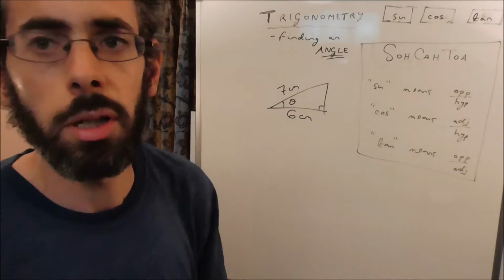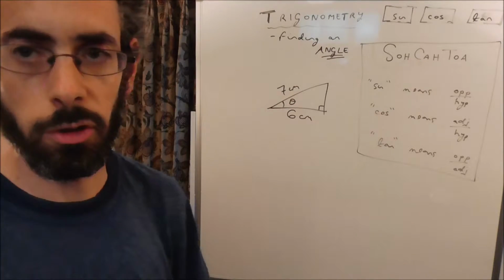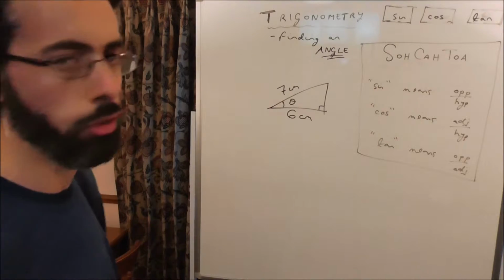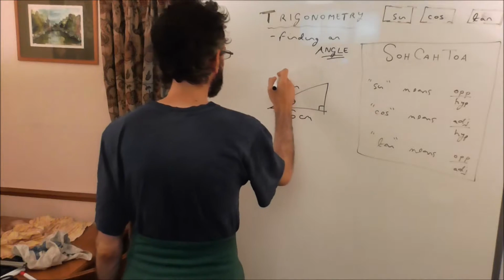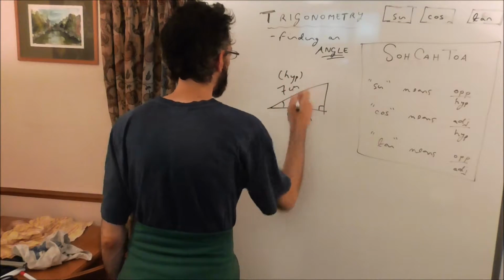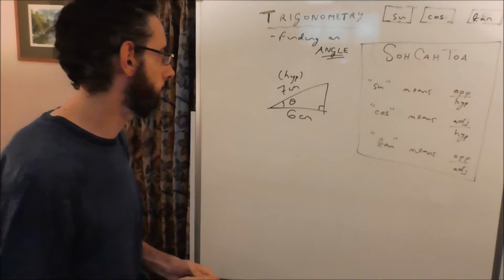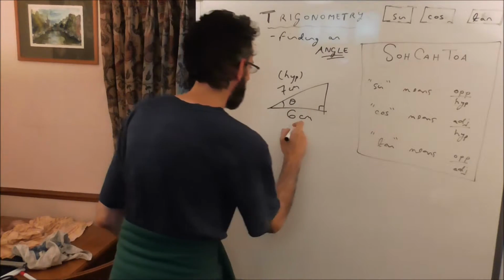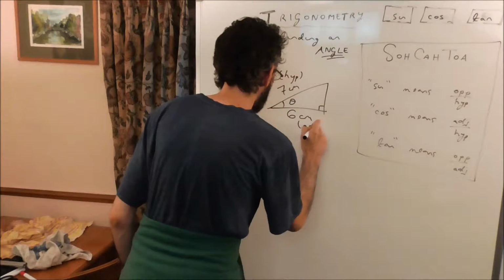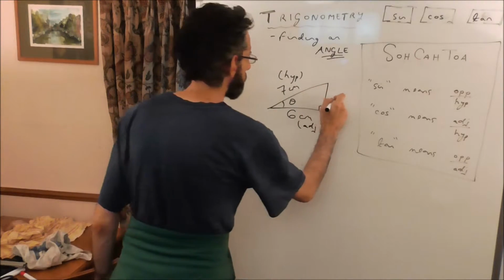First thing you do is you label the three sides, just like we did in the last lesson. So which side is the hypotenuse? It's this side here, the longest side, opposite the right angle. Which side is the adjacent side to the angle we're trying to find? It's this side here, next to the angle, edge. And this side here is the opposite side, op.